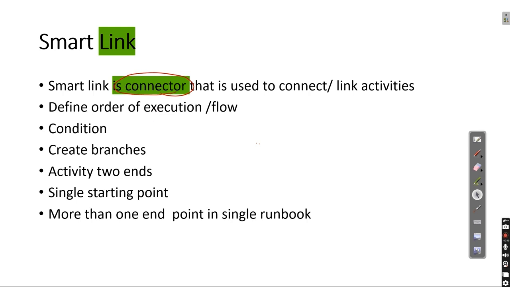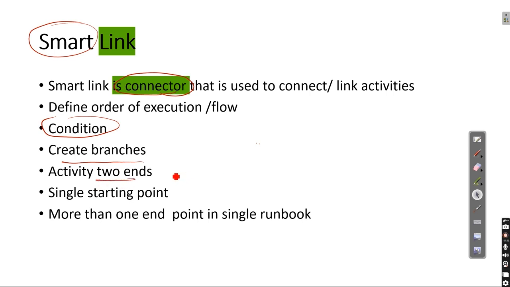And here we have the word "smart", right? So why do we use "smart"? Because we can make conditions on this link, therefore we call it a Smart Link. And we can create more than one branch, or you can say path, to execute, and you can also make a condition on that branch.